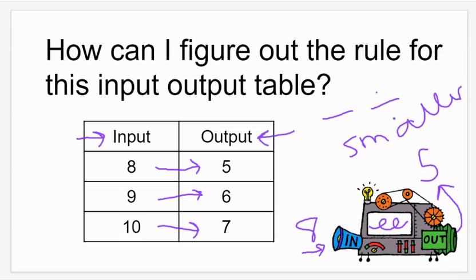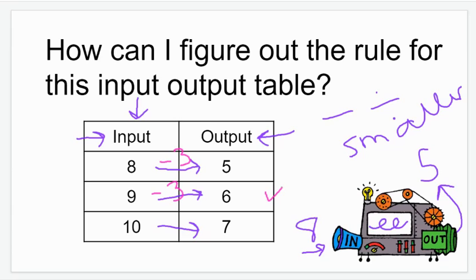I just have to figure out, how are they getting smaller? Are the inputs being divided by something, or are they being subtracted? So I'll look at my first rule. 8 turning into 5. That's getting smaller by 3. I'm subtracting 3. 8 minus 3 would give me 5. Remember, the rule has to apply to every set of values, so I need to check every single one. Let's see. 9 minus 3 would give me 6. The rule works here as well.